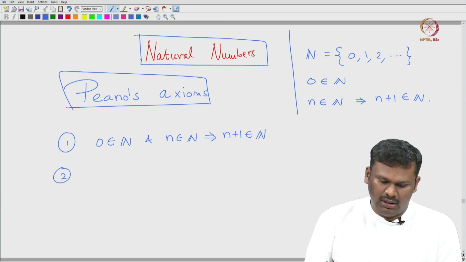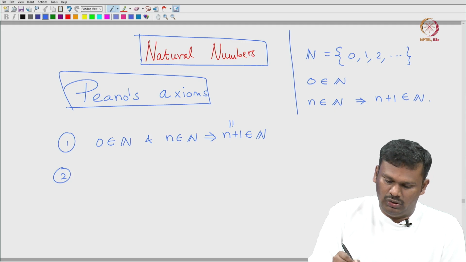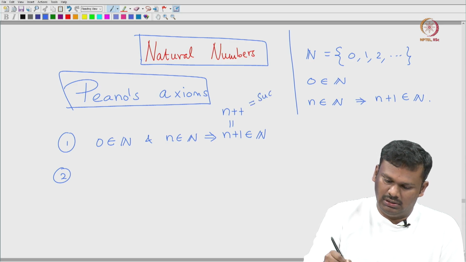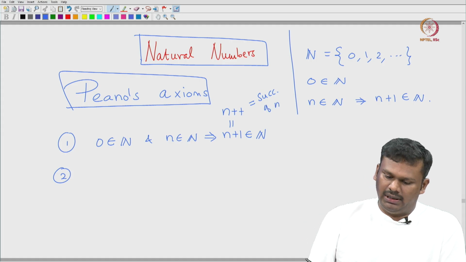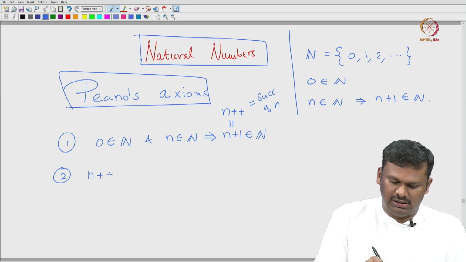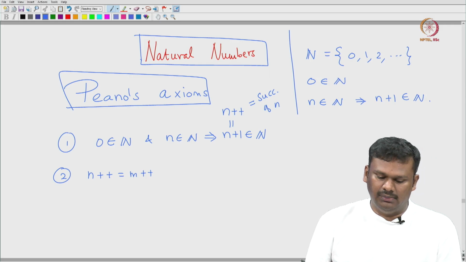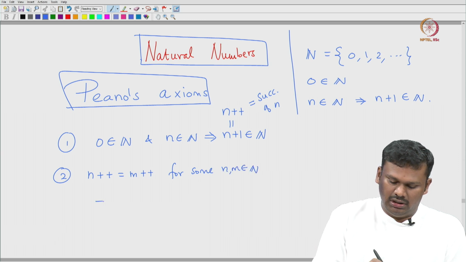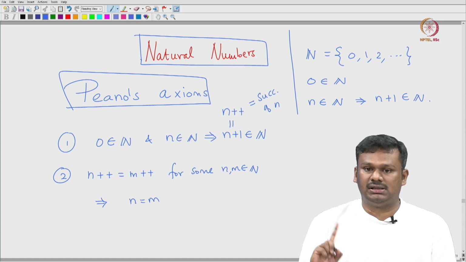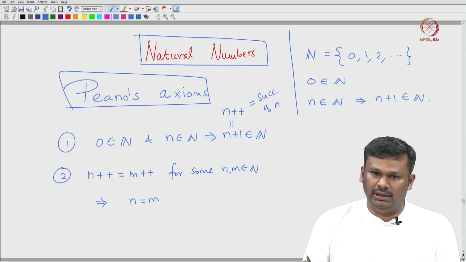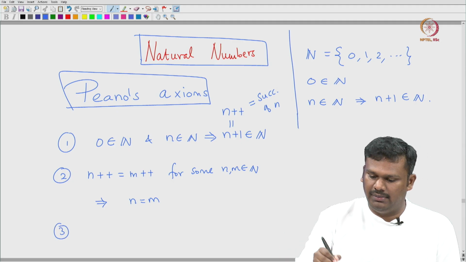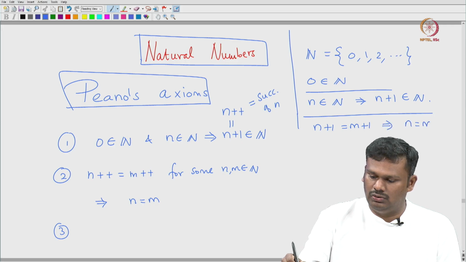The second property that we want is, so maybe let me use n plus plus, which is called the successor of n. The second property which we expect is: whenever n plus plus is equal to m plus plus for some n and m belonging to N, then that would imply that n equals m. That means if two successors are equal for some elements n and m in N, then the original elements must be equal. This should be true, and if you think about it, this is the same as saying that n plus 1 equal to m plus 1 implies n equal to m. Okay.